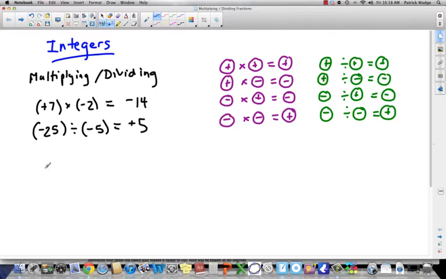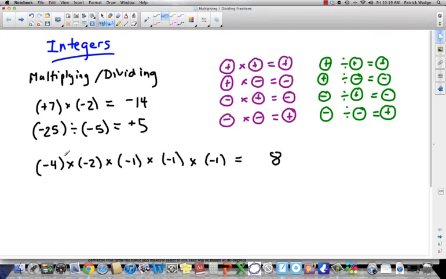You could also get more difficult things like negative 4 times negative 2 times negative 1 times negative 1 times negative 1. Ignore the signs. Just look at the numbers. 4 times 2 times 1 times 1 times 1. 4 times 2 is 8, times 1 is 8, times 1 is 8, times 1. That equals 8. Now I've got to figure out if it's positive or negative. Remember, every two negatives you have make a positive. These two negatives make a positive. These two negatives make a positive. One negative left over, so it's negative.